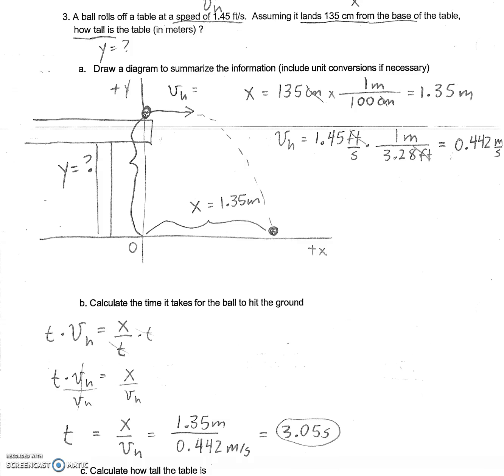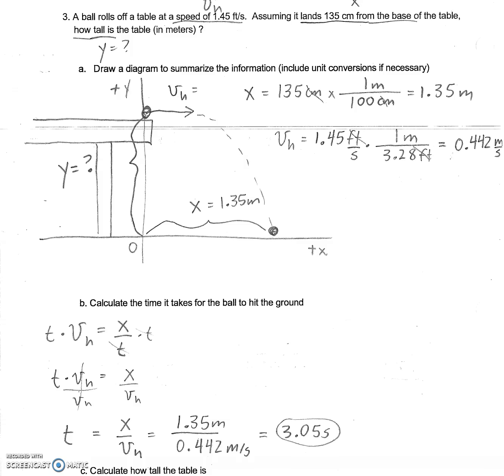So we've got our picture, our horizontal velocity we're going to have to do a conversion for. We're given 1.45 feet per second. There are 3.28 feet per meter, so that equals 0.442 meters per second. Our horizontal distance, or our x value, was 135 centimeters. There are 100 centimeters in a meter, so 1.35 meters is our horizontal distance. Now we have all of our variables. We're trying to find our vertical distance, or our y value, how high the table is.